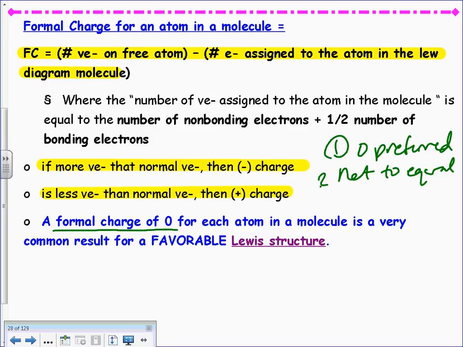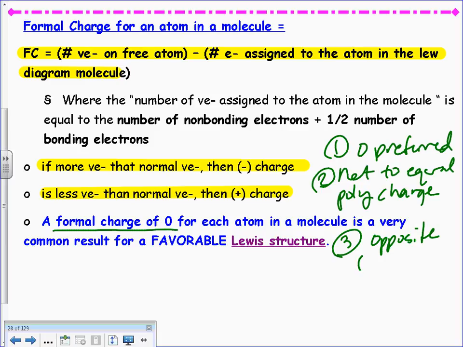So 0 preferred, net to equal the polyatomic ion charge, and opposite charges near to each other is more preferable as well. Because for example, in that previous model with the sulfate, we had -1 on north, south, east, and west. We had -1, -1, -1, -1.